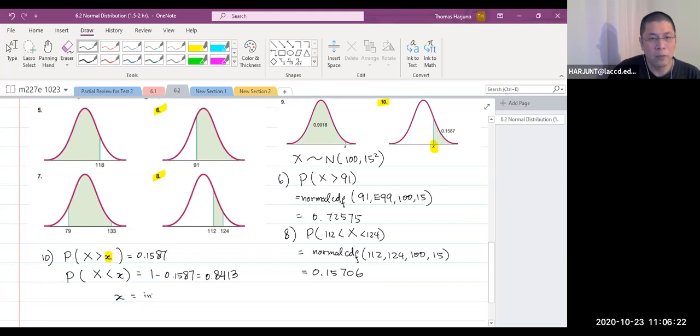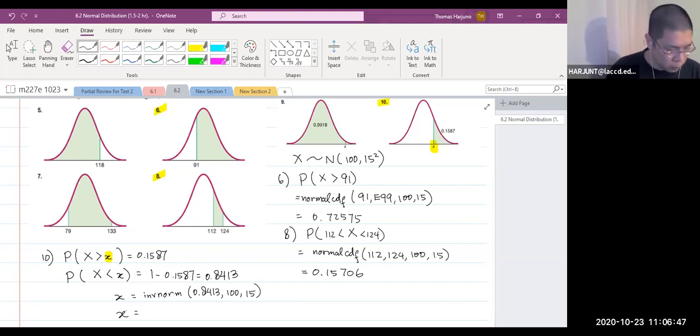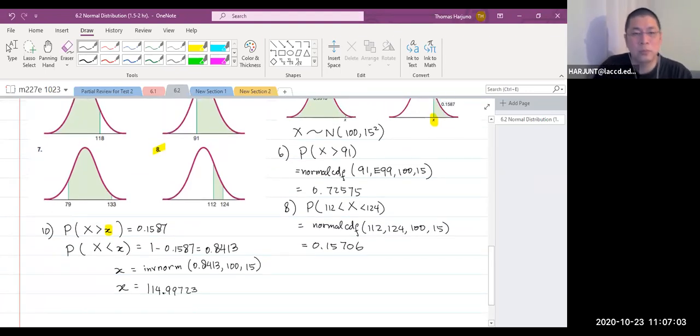So the X score will be inverse norm, 0.8413, 100, that's the mean, standard deviation 15. Using a calculator, I get 114.9973. I know our textbook may round it to 115, but in my class, don't do rounding. Round it to 5 decimal places. Okay, that's for number 10.